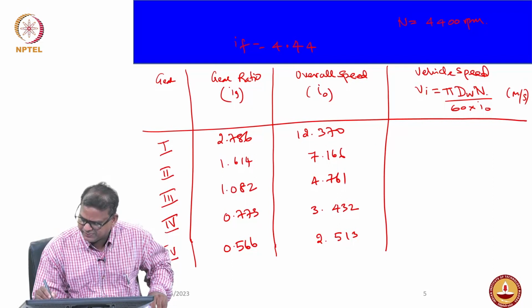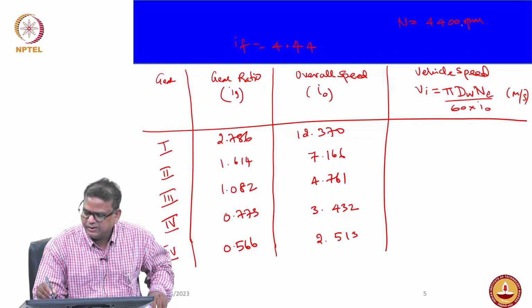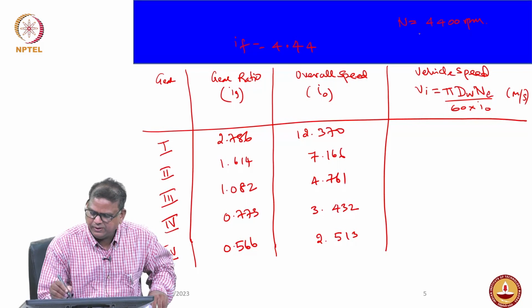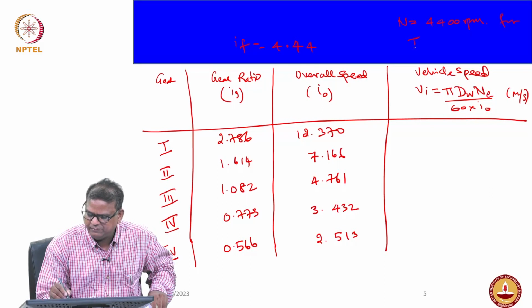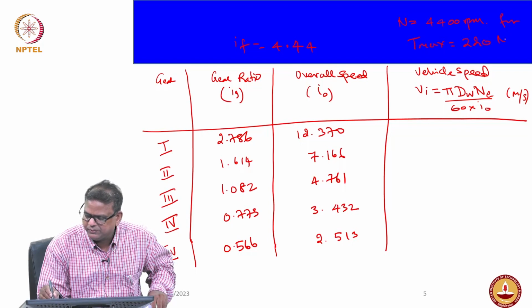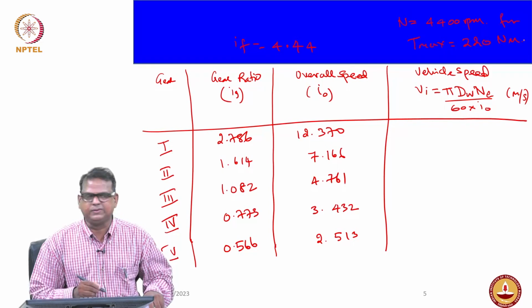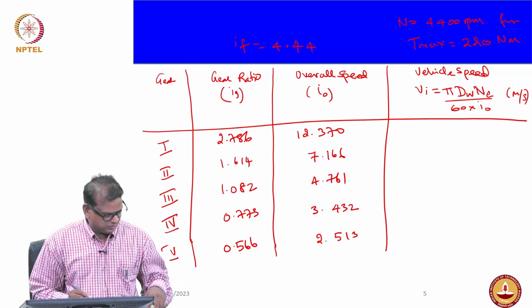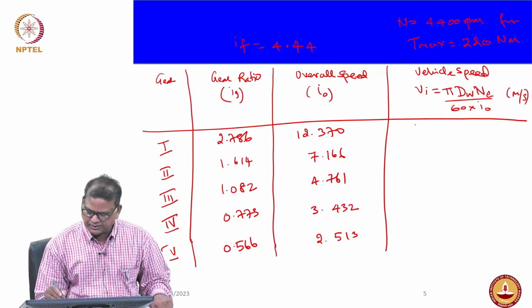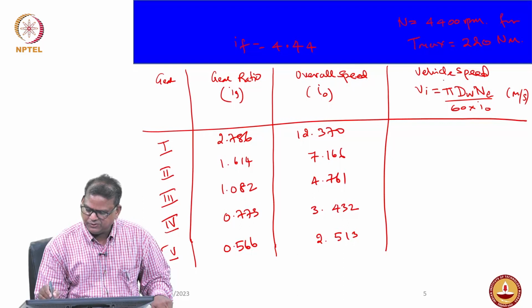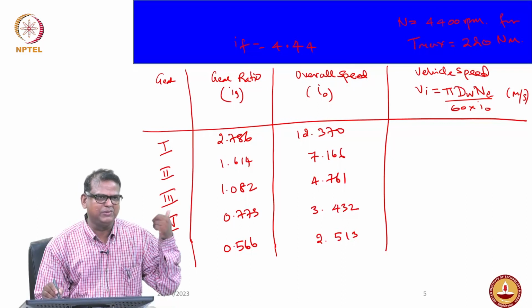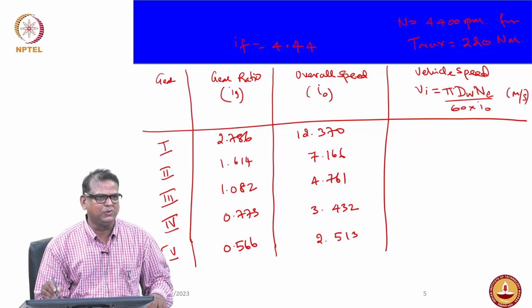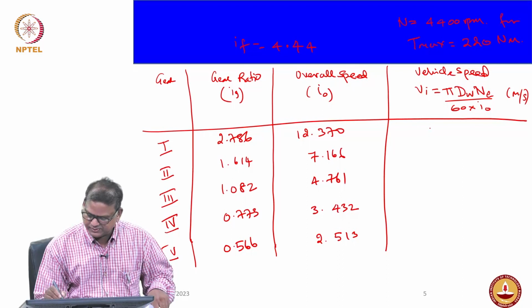Yeah, this is the engine speed for T max. So, what is the T max given? 220 Newton meter. So, in that case the VI would be, and I am sure we know this equation which we did similar to the gearbox, V equal to R omega, right.